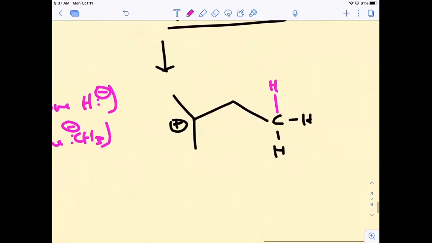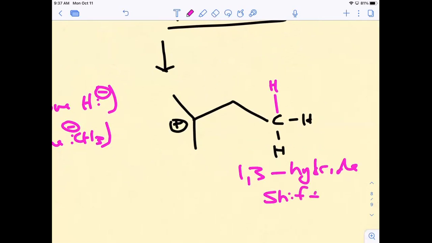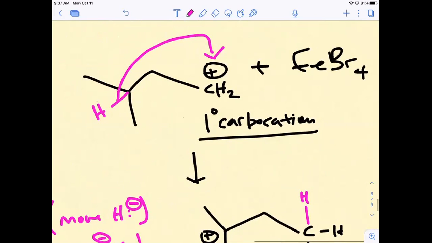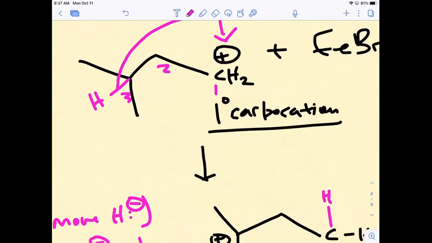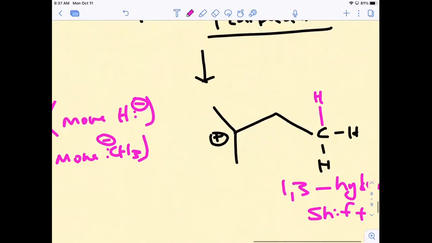Right, in this case, this would be a 1,3 hydride shift. Right, because if you start here, that hydrogen is on the third carbon, so we just call it a 1,3 shift. You can do a 1,2 shift, a 1,3 shift. It just depends on where the carbocation is and where the hydrogen is that's going to move. If you did a 1,2 shift, you would get a secondary, but doing the 1,3 shift gives you a tertiary carbocation, which is infinitely more stable than a primary.